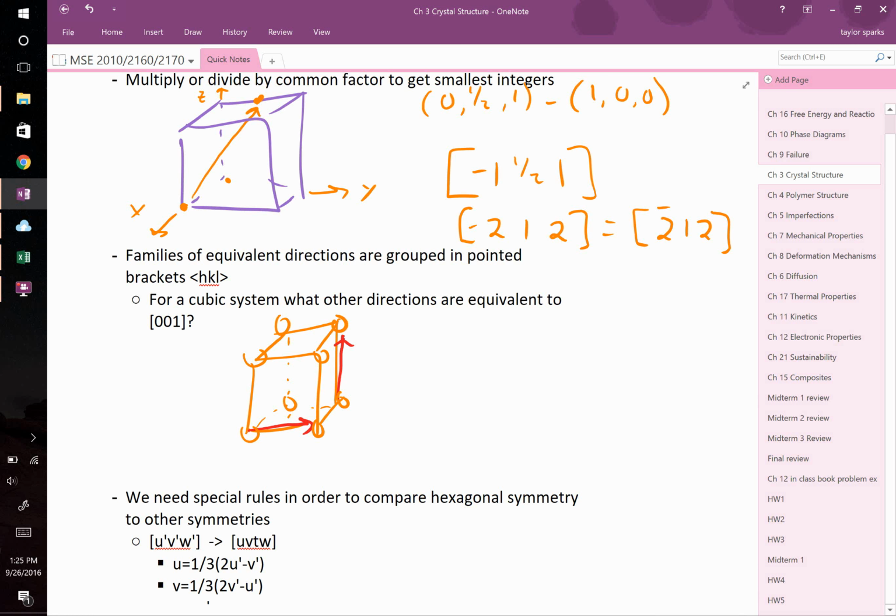So what we do is we use pointed brackets, right? And again, you pick one of these directions, any one of them, like this one would be the 0, 0, 1 direction, that's final minus initial, right? So it'd be 0, 0, 1. And it's understood that when we write it in pointed brackets, I'm talking about any of these edge lengths, right? Because they're all crystallographically the same.